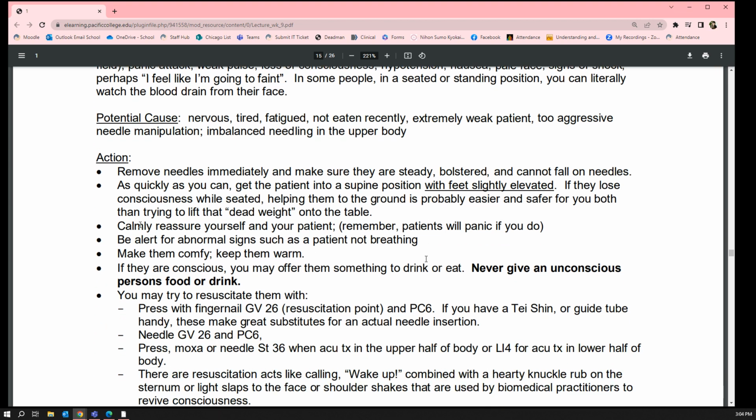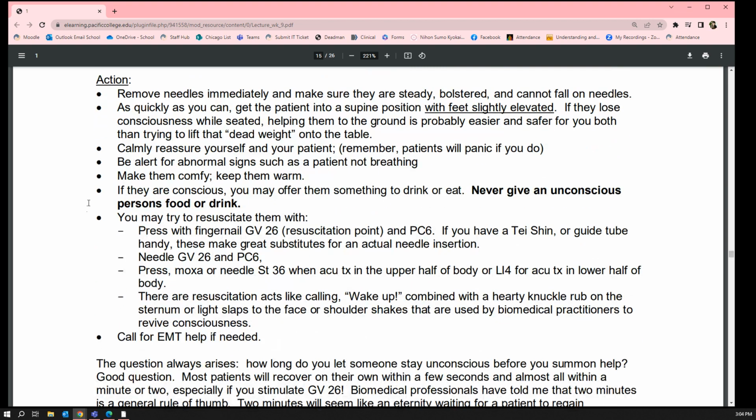So if this happens, even if somebody doesn't lose consciousness, but you suspect that they will, first thing, it's not on the notes here, but we know already, stay calm, but also move quick. Remove needles immediately and make sure they are steady, bolstered, and cannot fall on needles. And make sure that they cannot fall in general. Sometimes you might have somebody bolstered in a way that if they lost consciousness, they might roll off the table. Make sure that you prevent that from happening.